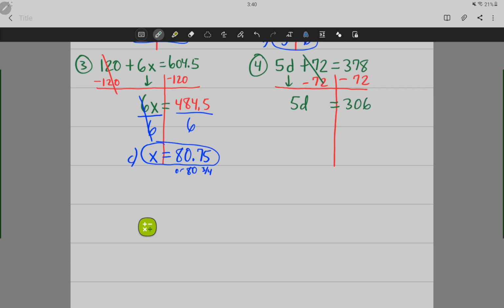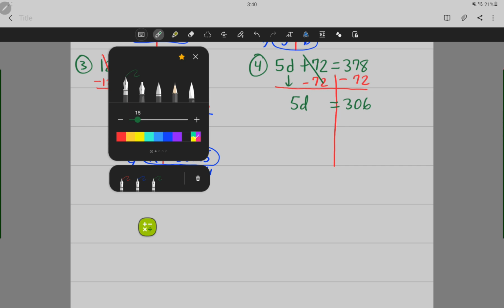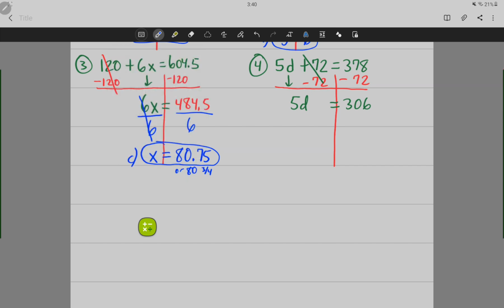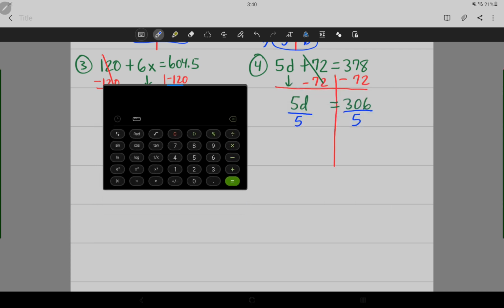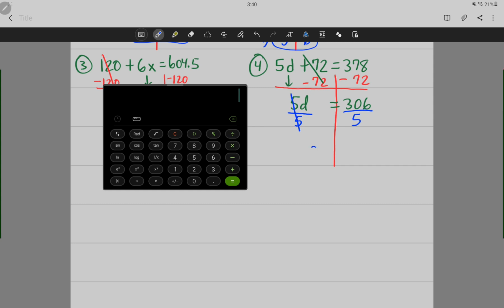And now we're looking at multiplication, as it says 5D, 5 times D. So get rid of multiplying with its inverse, which is dividing. We divide by the coefficient, which is the number in front of our variable D. In this case, it's 5. 5 divided by itself is 1, so cancel. Bring down D and equals.